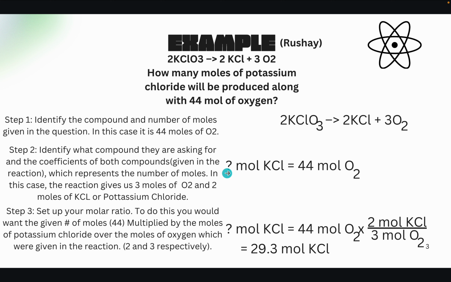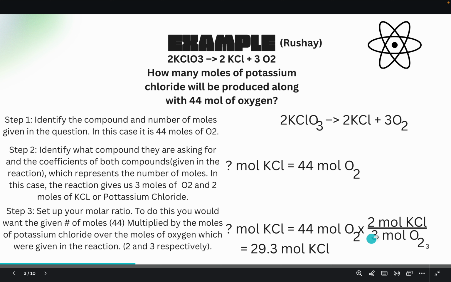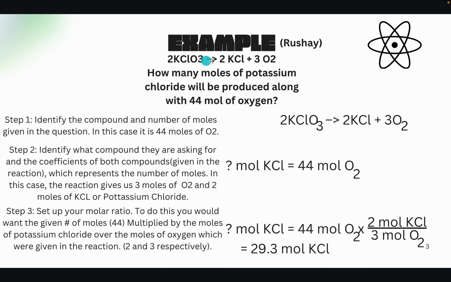So we have our problem. How many moles of KCl will be produced along with 44 moles of oxygen? So now all we have to do is use dimensional analysis. So we have this set up. Now we're going to multiply by the molar ratio, which is 2 moles of KCl per 3 moles of oxygen. We want to cancel oxygen, so we put it on the bottom, and we want KCl, so we put it on the top. So the 2 from there goes there, 3 from there goes there.